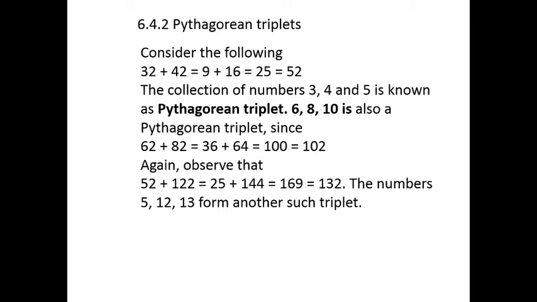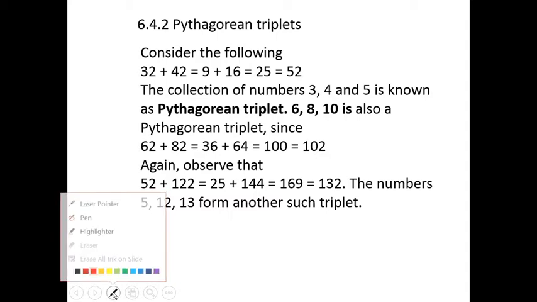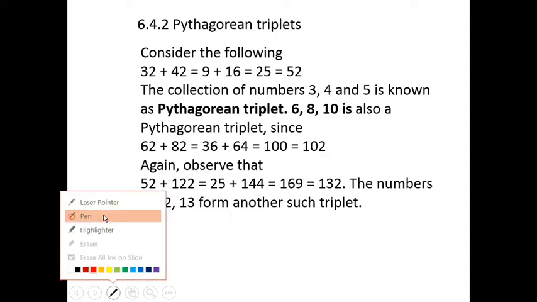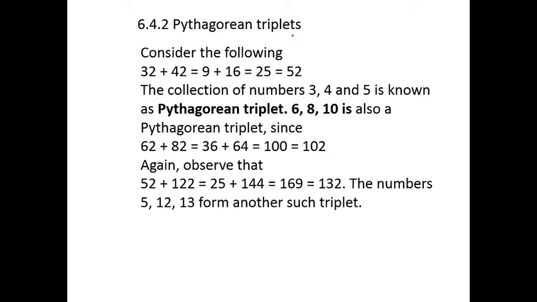Friend, good morning. This is lecture 4 related to chapter 6. In this chapter, today's topic is Pythagoras triplet. Pythagoras is a great mathematician or philosopher. What is the meaning of triplet? Triplet means 3. So whenever triplets are there, it is with the Pythagoras.